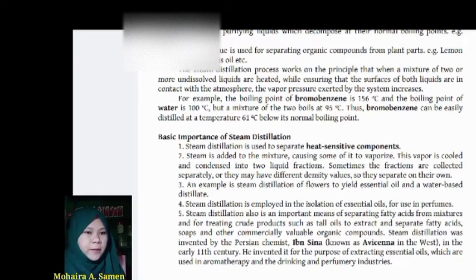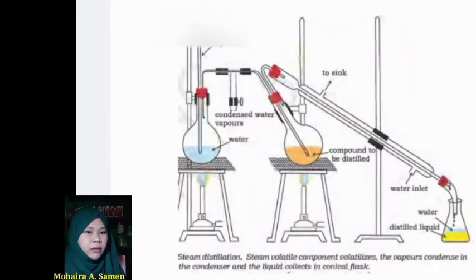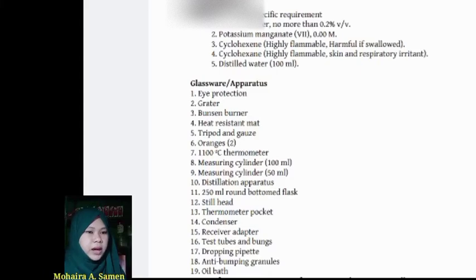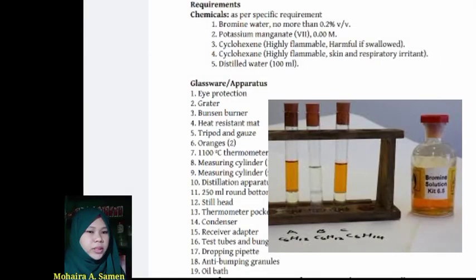Here is the example of the process of steam distillation. Requirements: chemicals. As per specific requirement, we have the bromine water, no more than 0.2 degree volume per volume. We have also the potassium manganate.